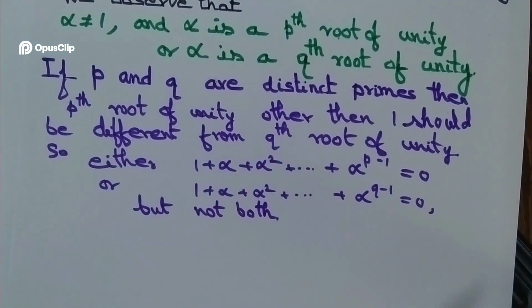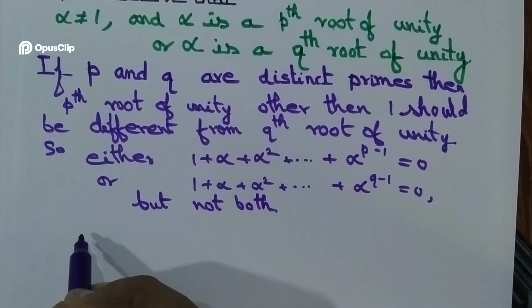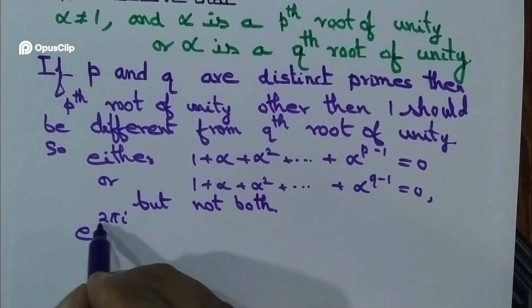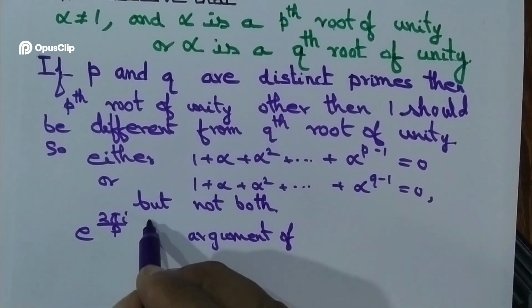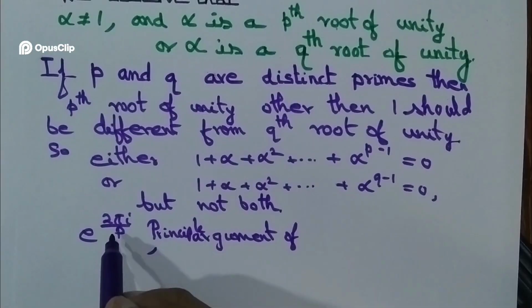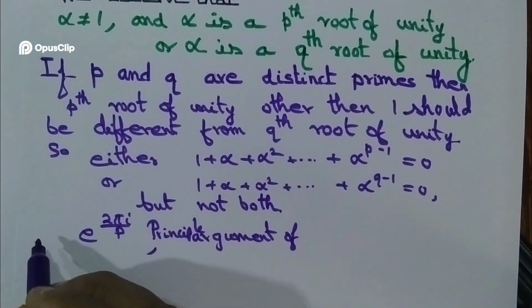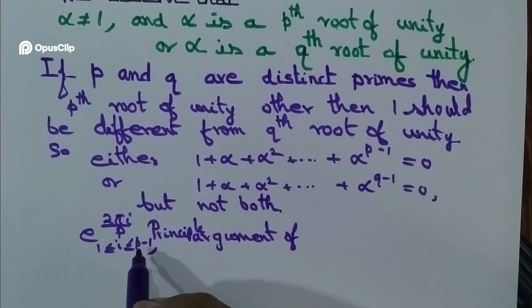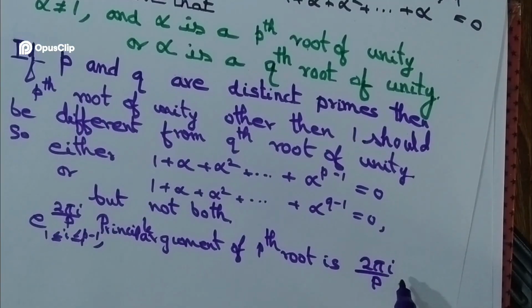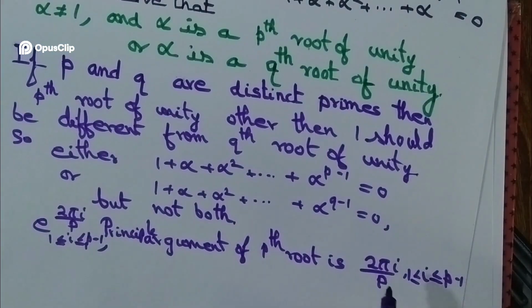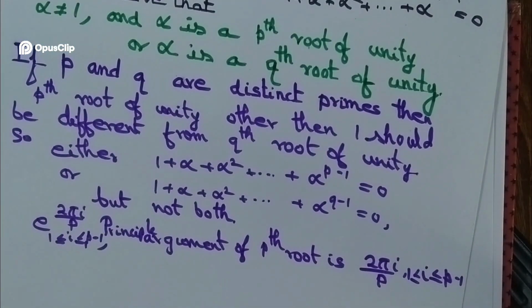But how can you be sure that the pth root and qth root should be different if they are different from 1? You see that the pth root of unity is given by e to the power 2 pi i by p. So the principal argument of the pth root of unity is 2 pi i by p, with i changing from 1 to p minus 1. We are not including i equal to 0, because if we take i equal to 0, we get e to the power 0 equal to 1, and we are excluding alpha equal to 1.